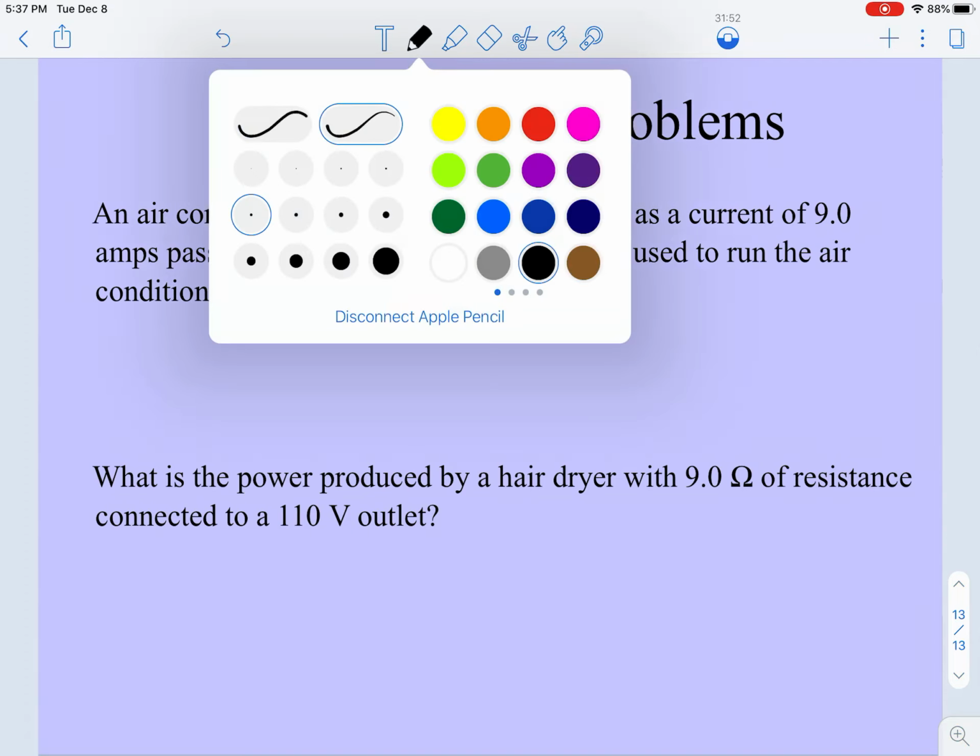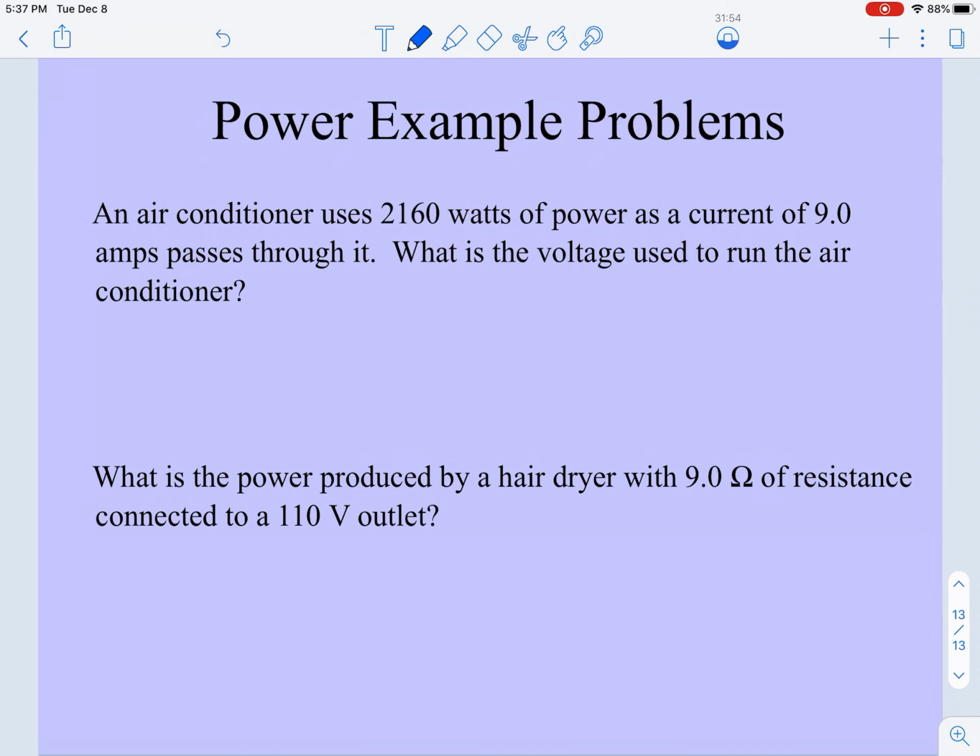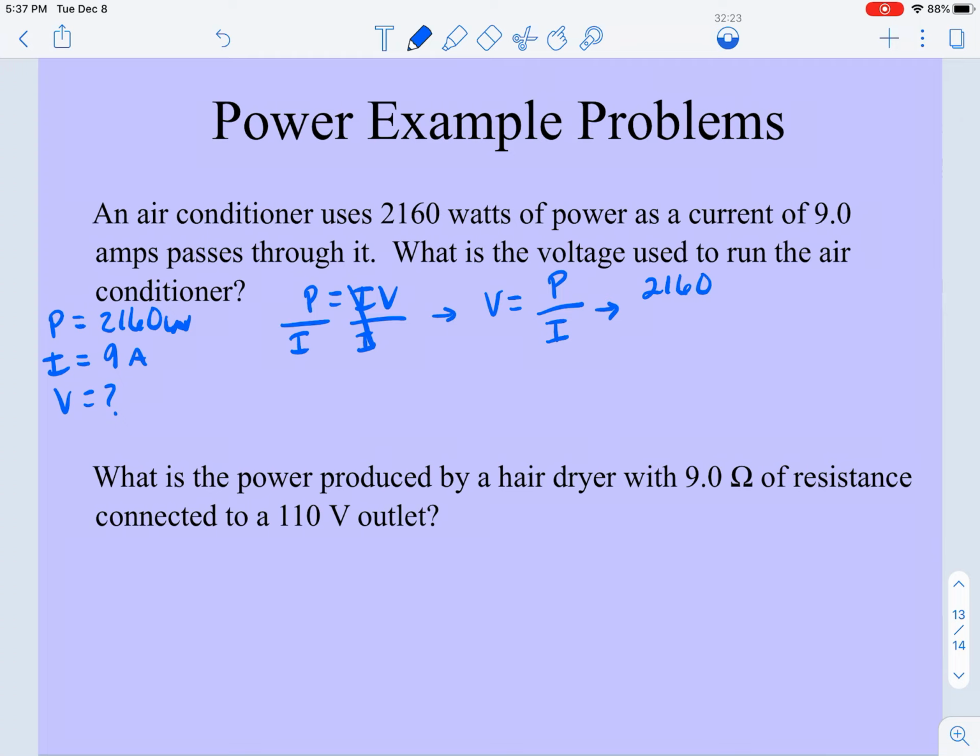It says an air conditioner uses 2,160 watts of power as a current of 9 amps passes through it. What is the voltage used to run the air conditioner? So I'm going to take a moment and list out my givens for us. We have power. We have current. And they are asking us for the voltage. So P equals IV, where if I'm solving for voltage, I'm going to divide both sides by my current. So voltage is power divided by current.